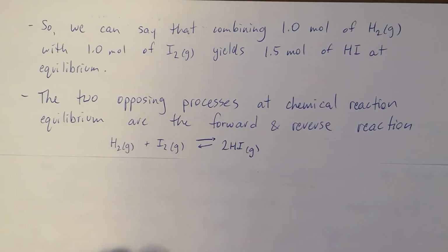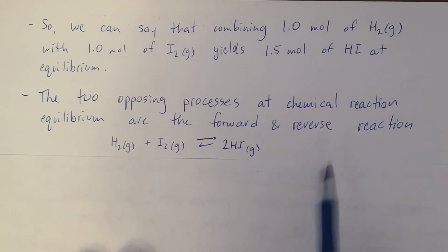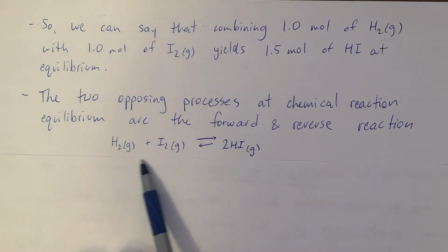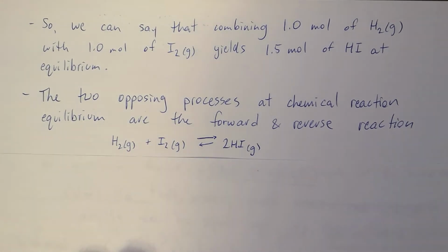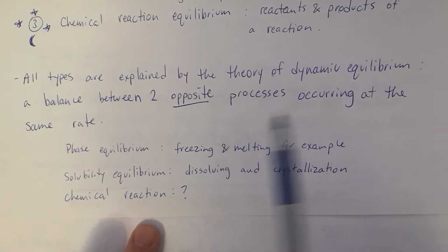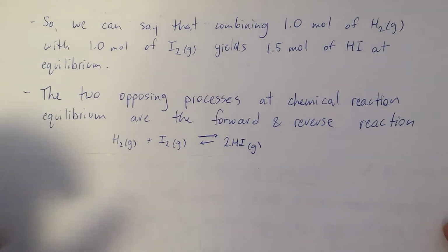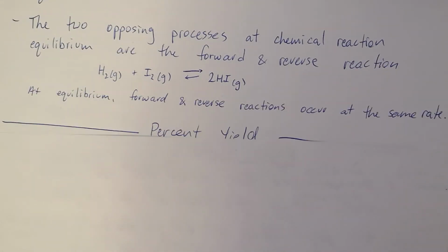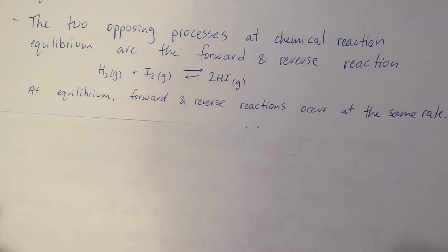The theory of dynamic equilibrium said equilibrium is reached when two opposing processes occur at the same rate. For a chemical reaction equilibrium, the two processes are the forward reaction and the reverse reaction. Remember we discussed phase equilibrium and solubility equilibrium as opposite processes. The chemical reaction opposite processes, forward and reverse reactions. So we've filled that in now. There it is, nicely summarized for you. At equilibrium, forward and reverse reactions occur at the same rate.